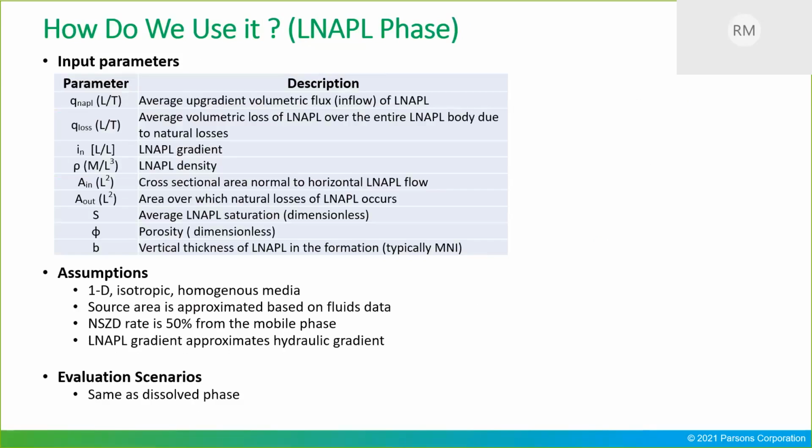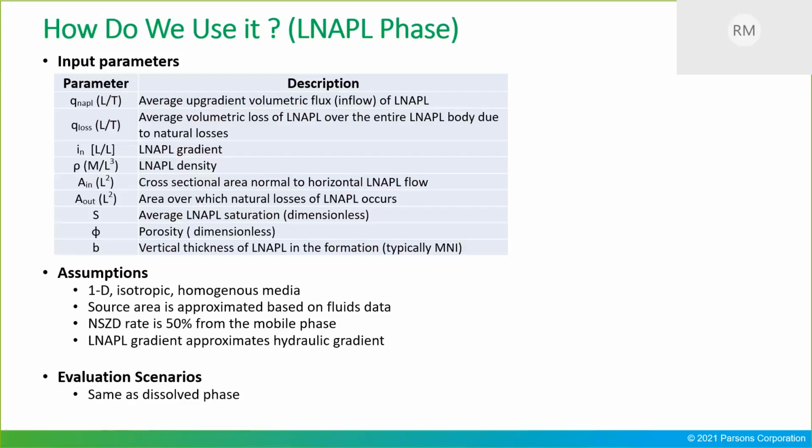So what are the input parameters? Mainly, you need to know something about the flux itself. When we talk about flux, we're talking about the flux because of migration of the body and the flux associated with the natural losses. What is the NAPL gradient? The physical properties, mainly the density, the cross-sectional area, and the media parameters. Those are the key input parameters we will need, because essentially we are relating the migration to the depletion. These are the key parameters we need to know before we proceed with the NAPL analysis. Assumptions, same as before.